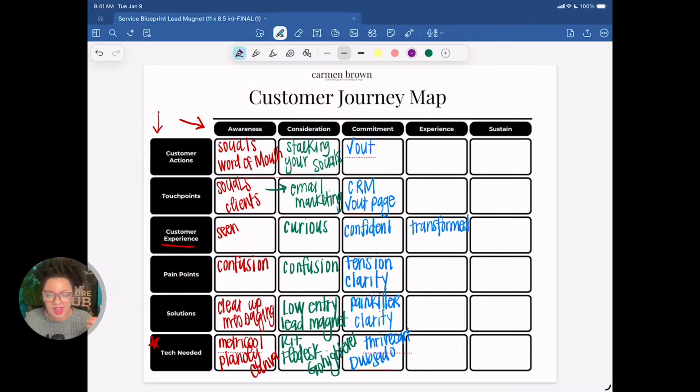So, what are their actions at the experience level? They are going through the modules, they are doing the work. I'm gonna write this right, doing the work. So, at the experience level, they are doing the work. They are getting the transformation that they paid for. They are walking through your framework.